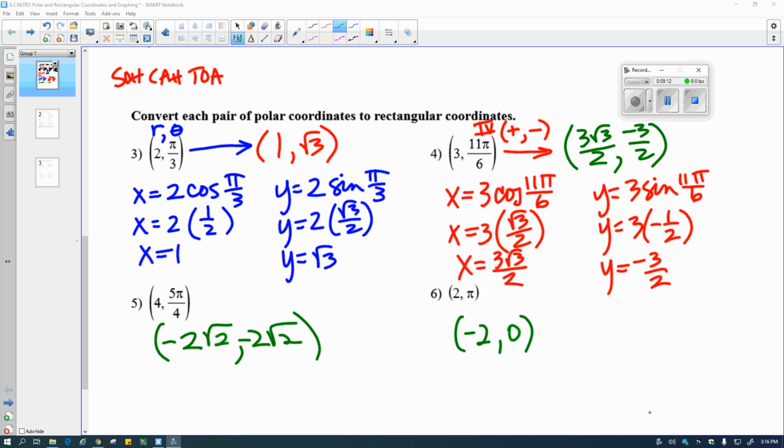For problem number 6, pi, I know where that is. Pi is over here on an axis. And so I know that that's the point negative 1 comma 0. When I plug it into the formula again, I get negative 2 comma 0.